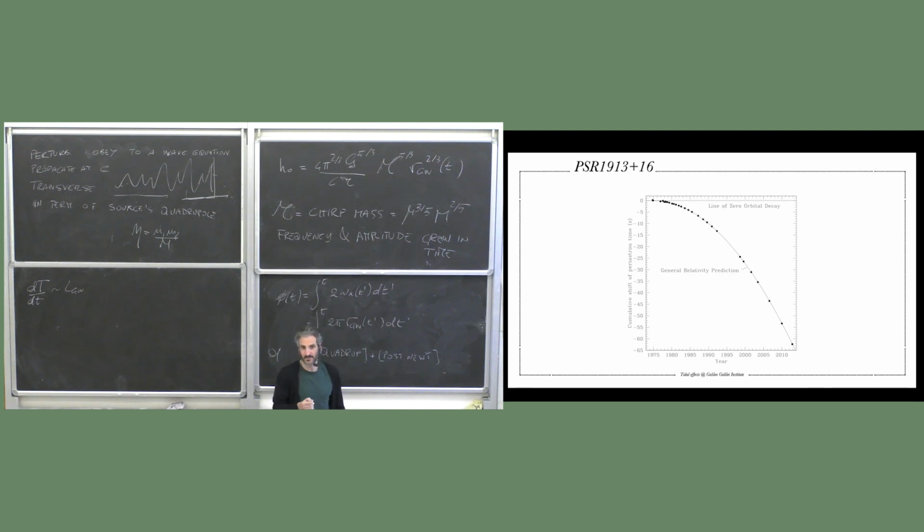The first binary pulsar discovered, integrated over 35 years. The dots are the actual measurements, and what always strikes me about this figure is that the continuous line is not a fit, it is the prediction of general relativity. They just match perfectly. And to give you some numbers for this binary, which is called PSR 1913+16, you have two masses of 1.4 solar masses.